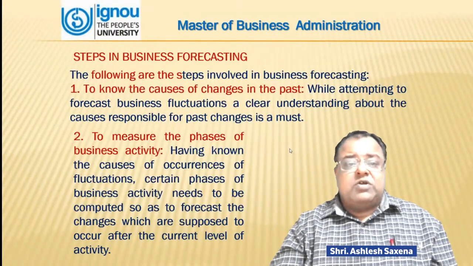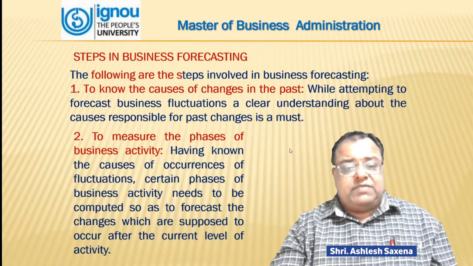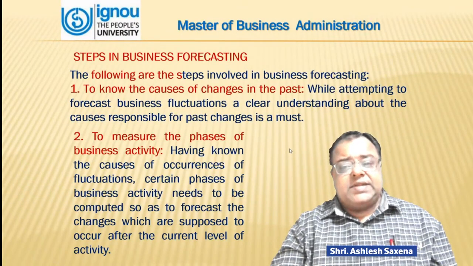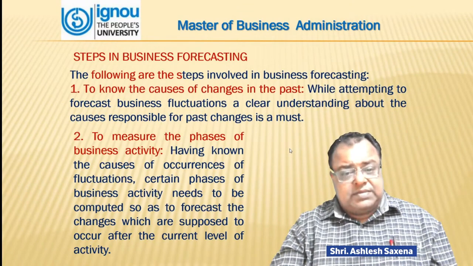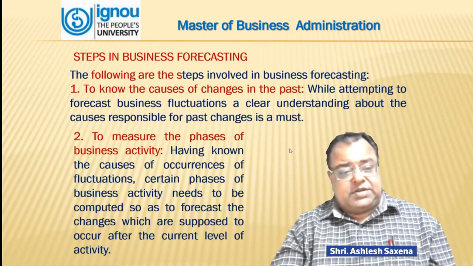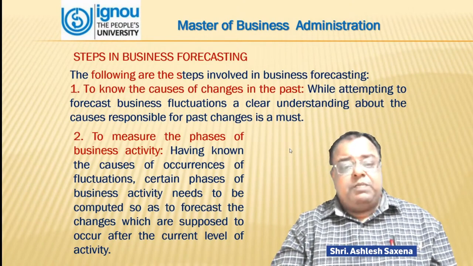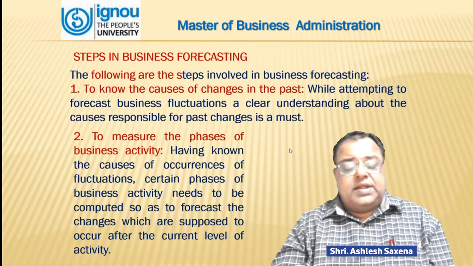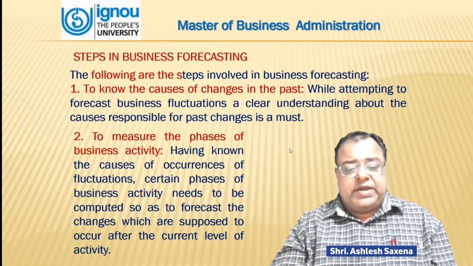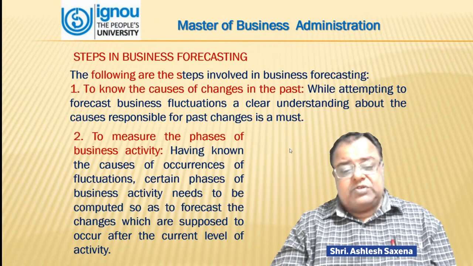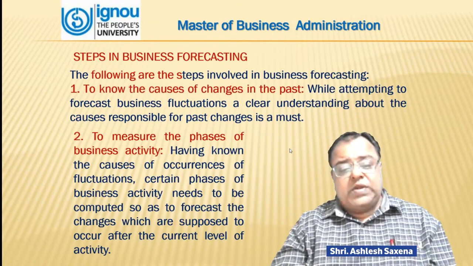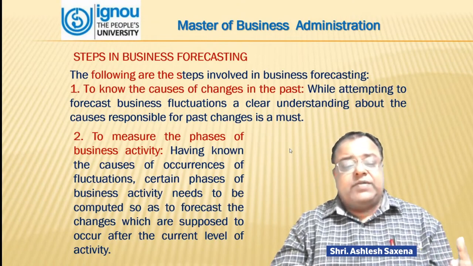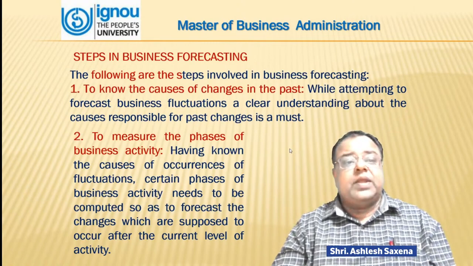First, to know the causes of change in the past. While attempting to forecast business fluctuations, a clear understanding about the causes responsible for the past changes is a must. Number two, to measure the phases of business activity. Having known the cause of occurrence of the fluctuation, certain phases of business activity need to be computed so as to forecast the changes which are supposed to occur after the current level of activity.